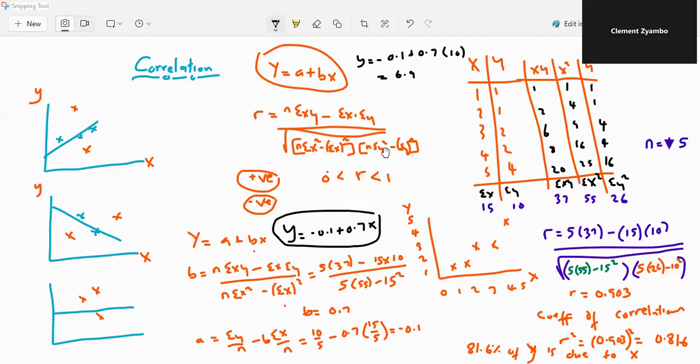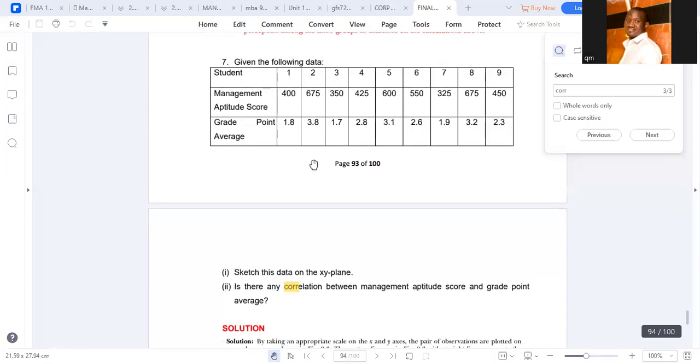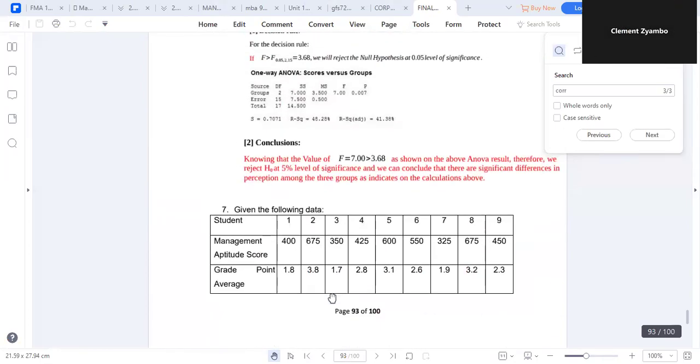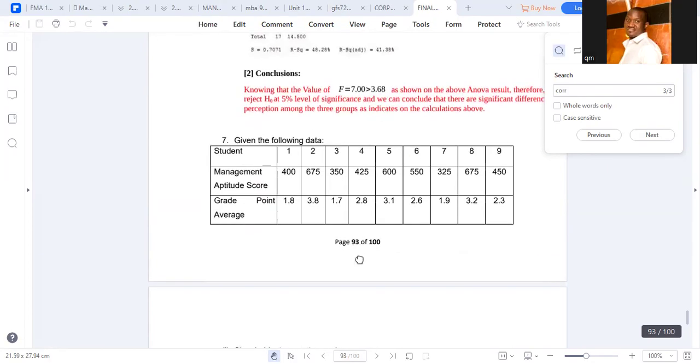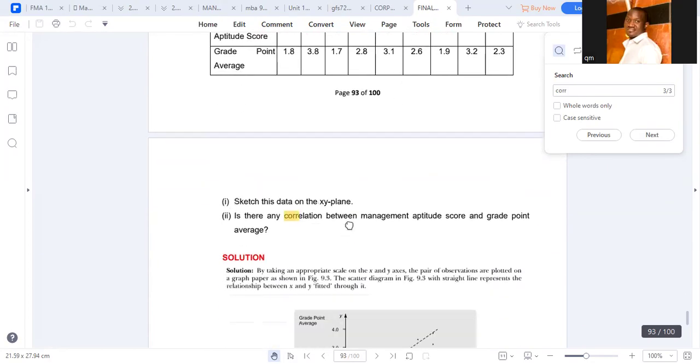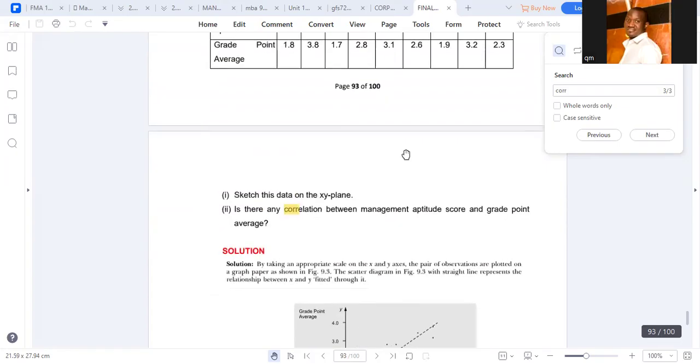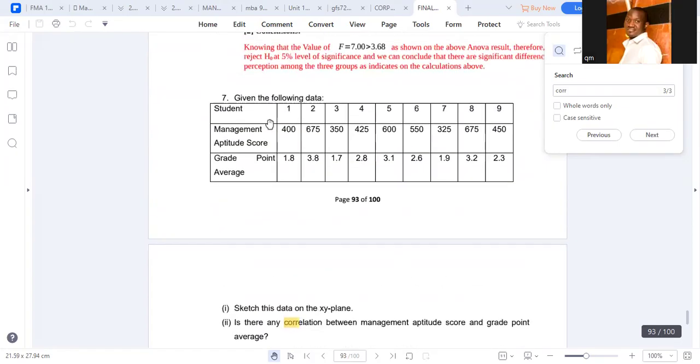A question can come like this. The regression equation was clear. I'll give you any kind of number. So just check the pamphlet. You already have this one on page 93. You've been given your x and your y.